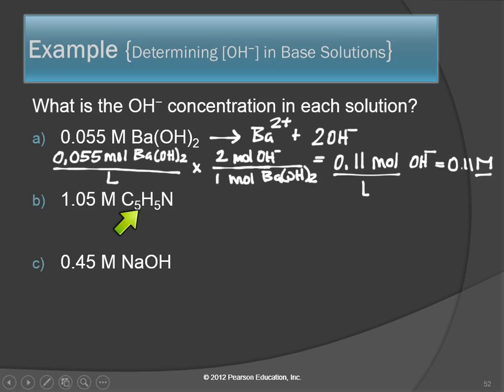Okay, C5H5N. Is it a metal hydroxide? No. So we can pretty much say it's not a strong base. Is it an acid? No, it doesn't start with H. It must be a weak base then. So a weak base, when we put this into water, it's going to ionize partially.